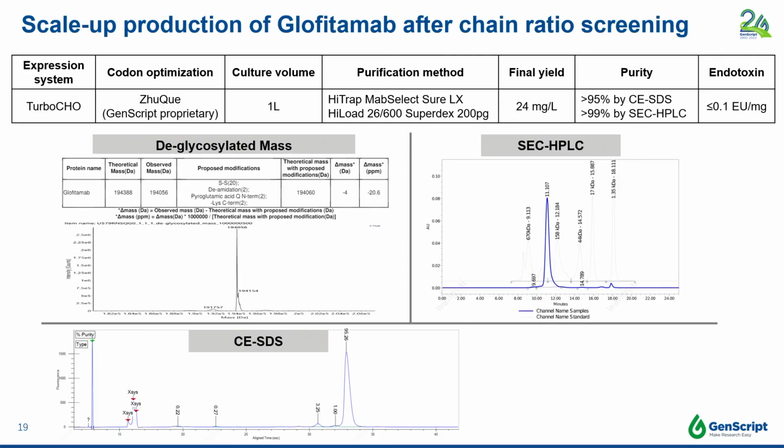So what we did was we codon optimized the sequence of glofitamab, and then expressed a liter culture using our TurboCHO platform, and then we performed 2 purification steps. First of all was protein A, followed by size exclusion chromatography. We were able to generate a yield of 24 milligrams per litre with a very high purity and low endotoxin.